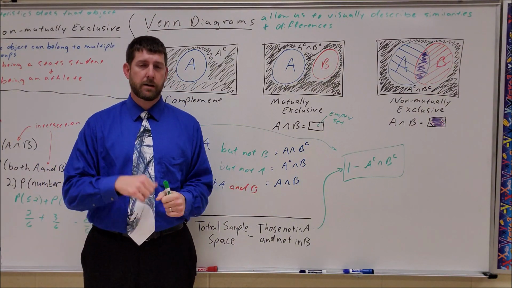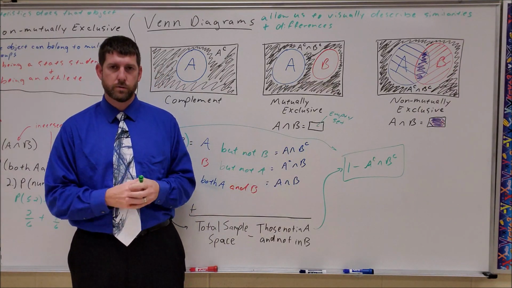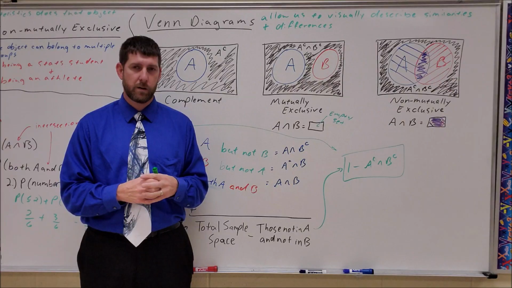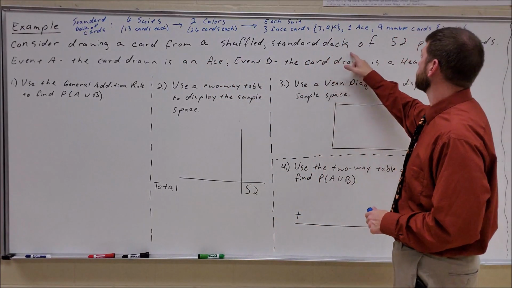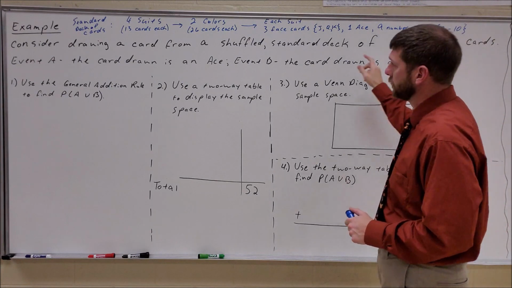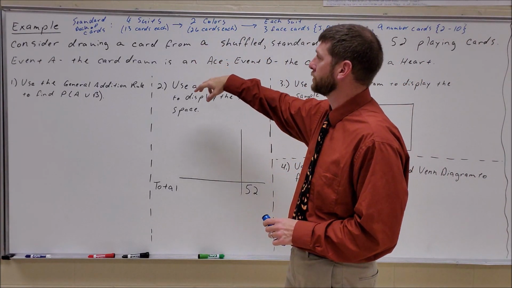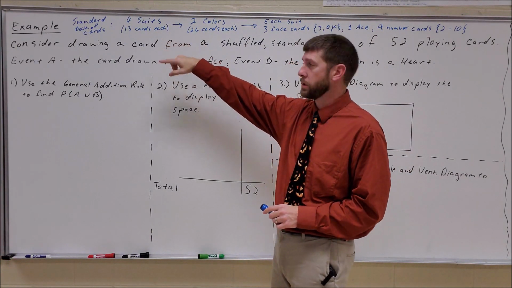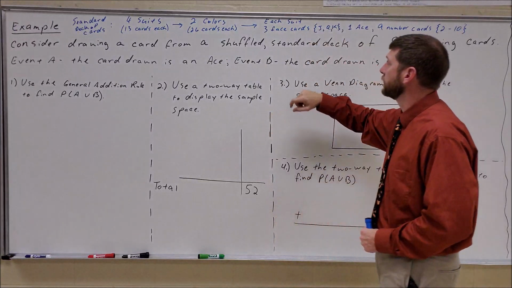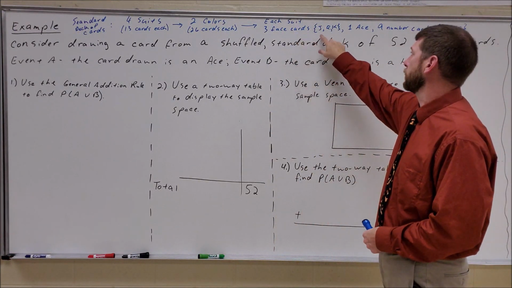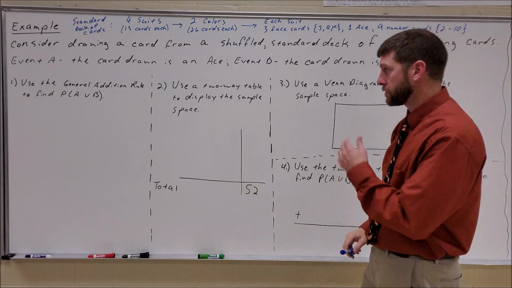All right, so give me a second, I'm going to put up a couple of examples so we can work through that with some actual numbers and a problem. So here we have our example. Consider drawing a card from a shuffled standard deck of 52 playing cards. Let's quickly go over what's in a standard deck of 52 cards. There are 4 suits, which are 13 cards each, 2 colors, red and black, which are 26 cards each. Each suit has 3 face cards, jack, queen, king, 1 ace, and 9 number cards, numbered 2 through 10.